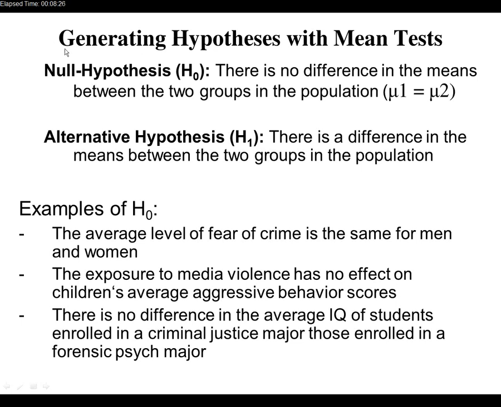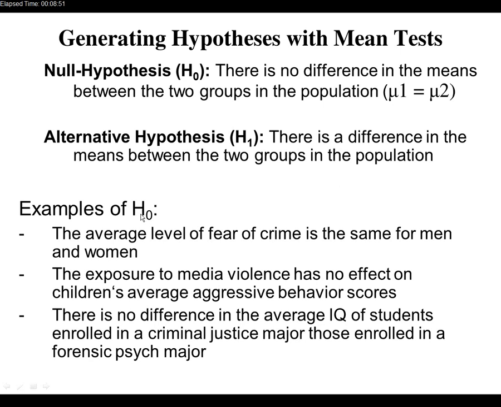Okay, let's generate a hypothesis with mean tests. Okay, the null hypothesis is that there is no difference in the means between the two groups in the population. Okay, mean 1 equals mean 2. The alternative hypothesis is that there is a difference in the means between the two groups in the population.